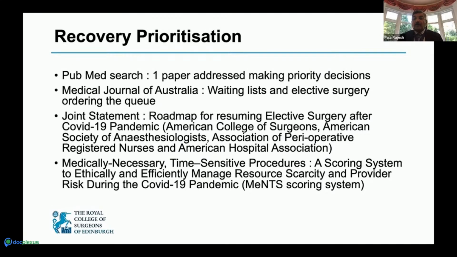So, how do we prioritize the recovery? I'm indebted to Nigel Mercer for giving me these slides. The FSSA had looked very carefully and found in the PubMed search that there was only one paper which addressed making priority decisions. And that is from the Medical Journal of Australia, where they looked at waiting lists and elective surgery. And since they are a public-private delivery system, they could do this only in certain states in Australia. Then there was a joint statement, a roadmap for resuming elective surgery after the pandemic from the American College of Surgeons, the ASA, and the American Hospital Association. So all of these things are available with the MeNTS scoring system, which is again from the United States, which we felt that we should start looking at to arrive at some way of prioritization.